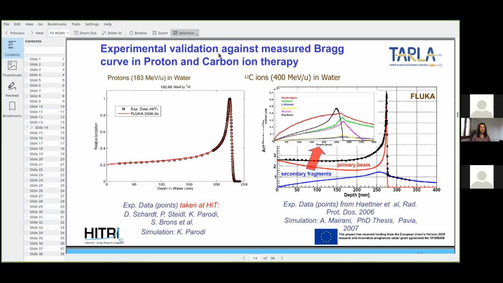Similarly, in case of carbon ions, FLUKA once again reproduces the situation rather well, and not only the primary peak, but also here in the blue line, you see the secondary fragments, which are coming from the interaction of the primary beam, carbon beam, with the tissue, with the patient. And here you see all these secondary fragments from hydrogen all the way to carbon, which are then in this post-target region, which are in principle creating the undesired dose in the tissue that you don't want to irradiate. FLUKA also captures this piece as well.